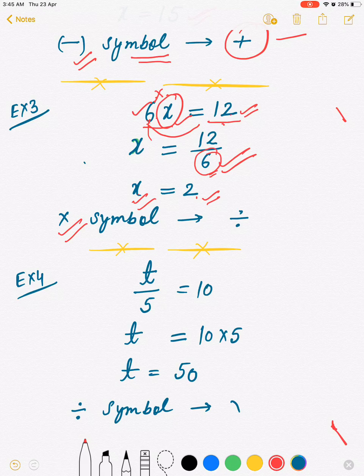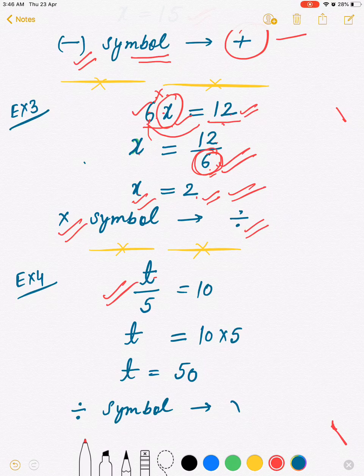To keep it balanced, when it goes to the other side, a multiplication term gets converted into division on transposition. Multiplication symbol always turns to division symbol. 6 was in multiplication earlier, and when it is transposed to the other side, it becomes division, and this way the answer has come as 2. Let's come to another example.